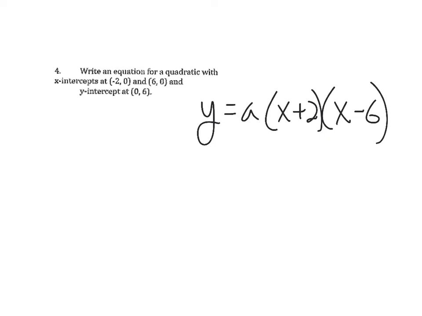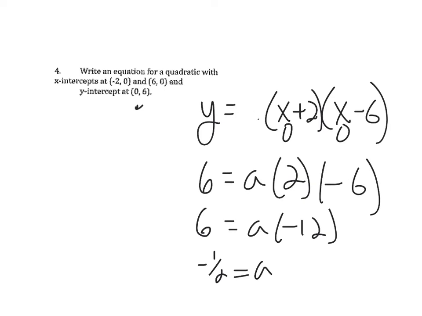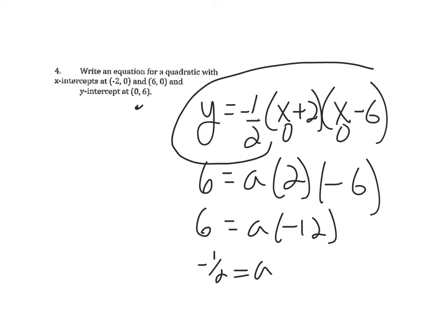So what I can do at this point is I can say 6 equals a times 2, because x is 0, right? Times -6, sorry, because I'm dropping in 0 for x in both those cases. So doesn't 6 equal a times -12? So if I divide by -12, 6 divided by -12 is -1/2. So I'm going to replace that a with -1/2. And it doesn't say write it in standard form. It doesn't say write it in vertex form. So we'll just leave it like that.